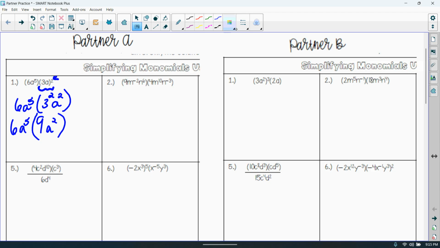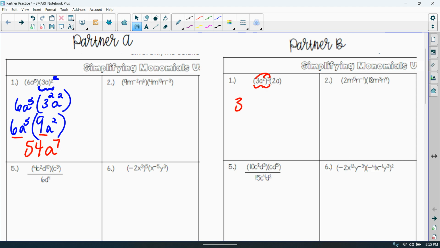And then from here, you're just doing multiplication. The 6 and 9 is 54. And then you're adding your exponents, a to the 7th power. Now, partner B would work out their problem number 1. Here you're going to distribute the exponent of 3. This is what we should be doing first.